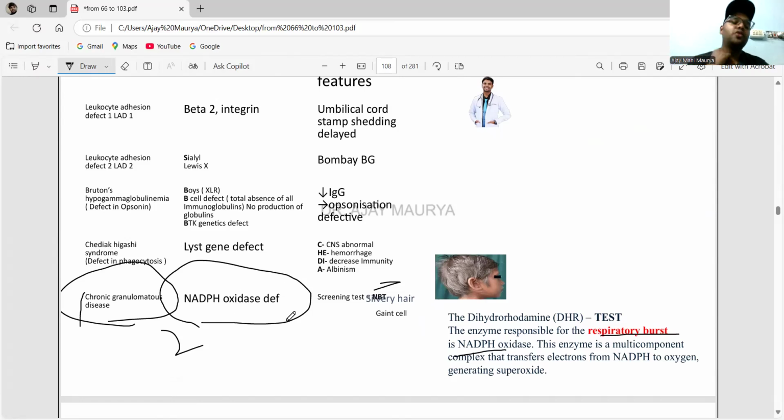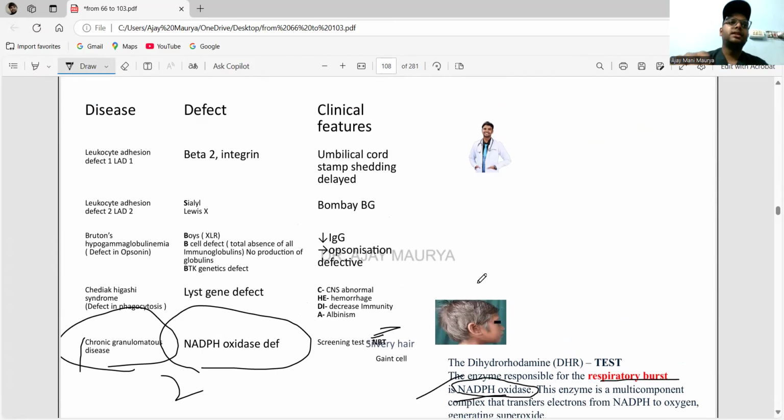Now see how they are going to ask the questions. They will give one big question and mention that we did the NBT, nitroblue tetrazolium test, and it is positive, or else the DHR test is positive. That means they are talking about chronic granulomatous disease. They also ask which enzyme is responsible for the respiratory burst. It is NADPH oxidase. Remember this one.